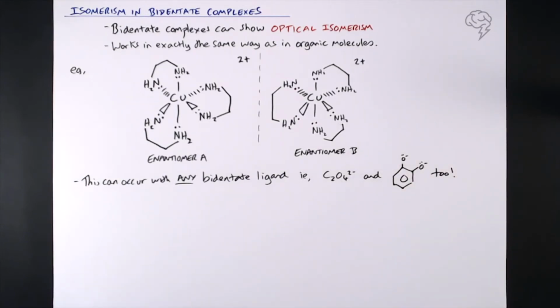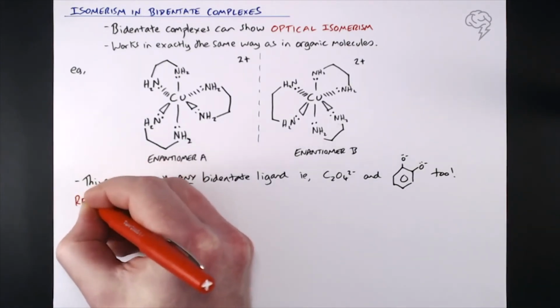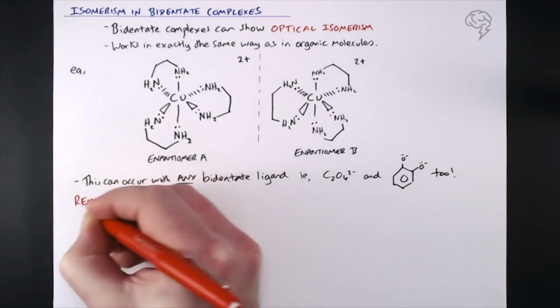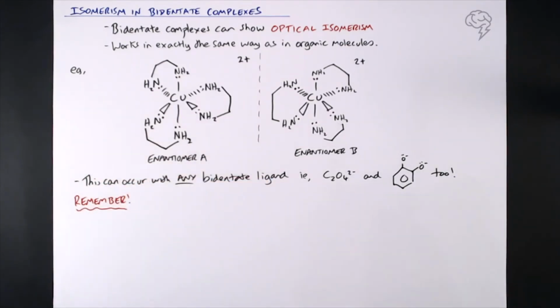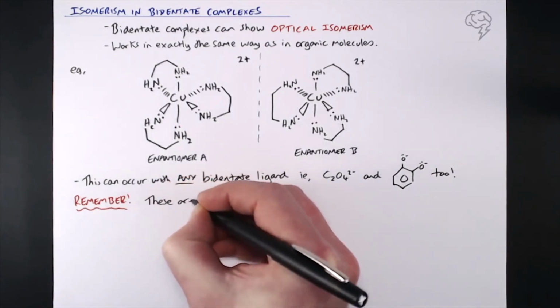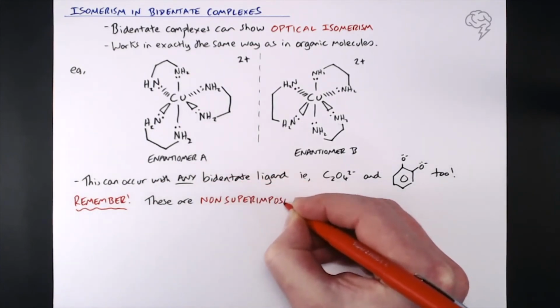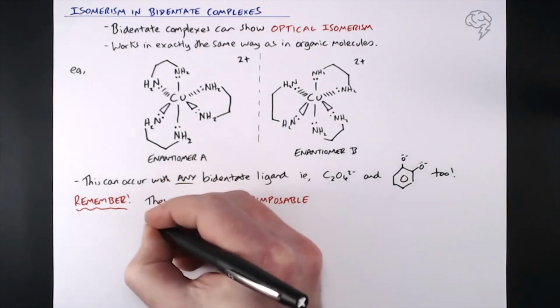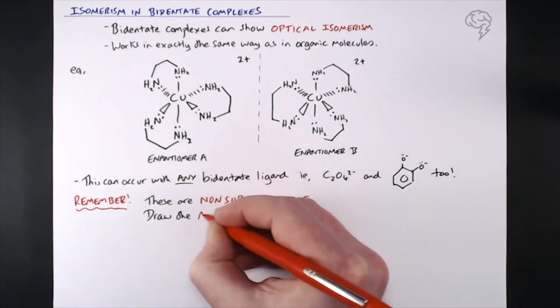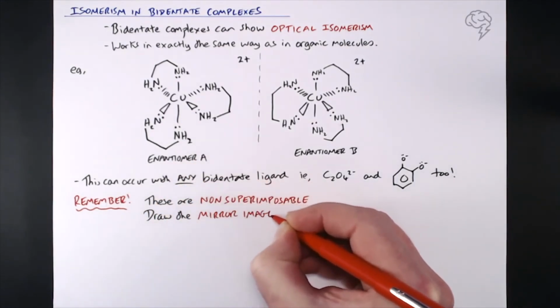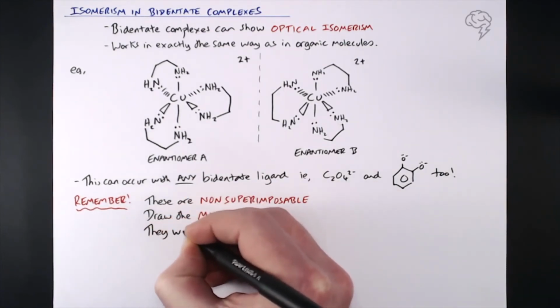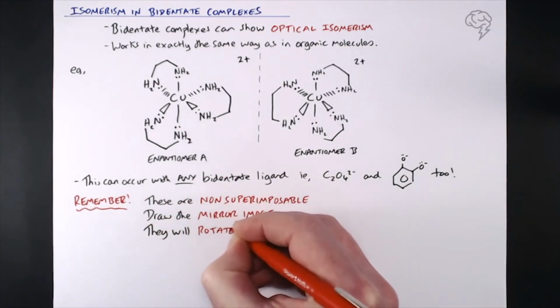It doesn't matter what the bidentate ligand is, so long as they've got 3 bidentate ligands around in that octahedral shape. There's a few things I want you to remember, linking it back to what you should already know from the organic chemistry side of things when it comes to optical isomerism. The first is that these 2 optical isomers, they're non-superimposable. If you want to draw the 2 isomers, then you go ahead and draw the mirror image, just like we did before. Just like our organic molecules, they will rotate plane polarized light.